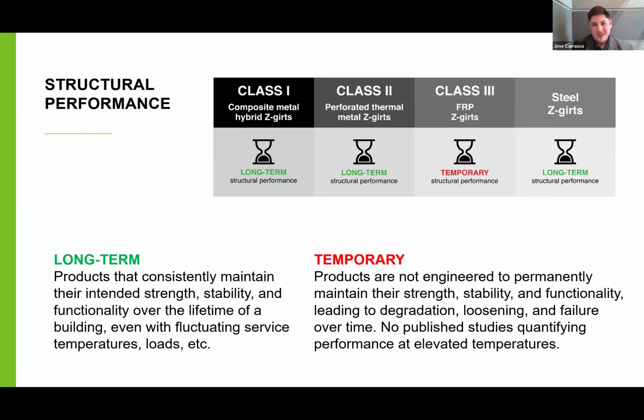And we can see from the results here that class 3 systems are going to be the ones that you compromise on the structural performance. That's because class 1 and class 2 systems, because they do incorporate steel, there have been extensive studies done at elevated temperatures within that wall cavity that show that steel performs over time. Versus the class 3 FRP systems, there just hasn't been that level of research and testing done at those elevated wall temperatures. And so that's why we can say that you only get temporary structural performance out of a class 3 system.